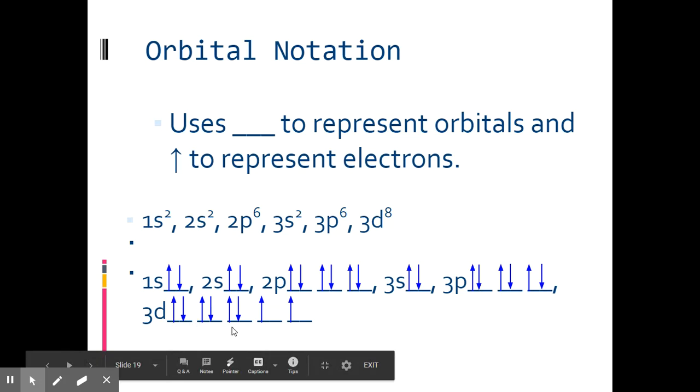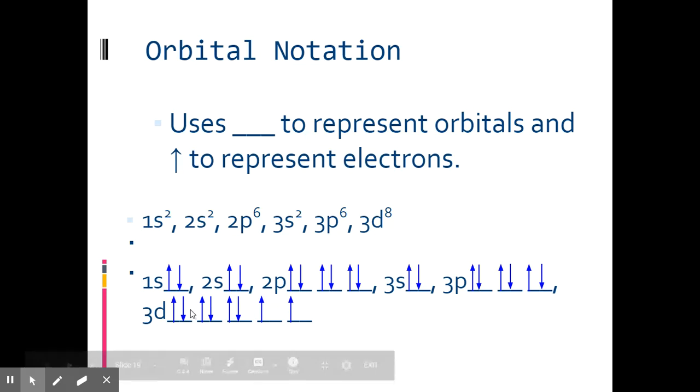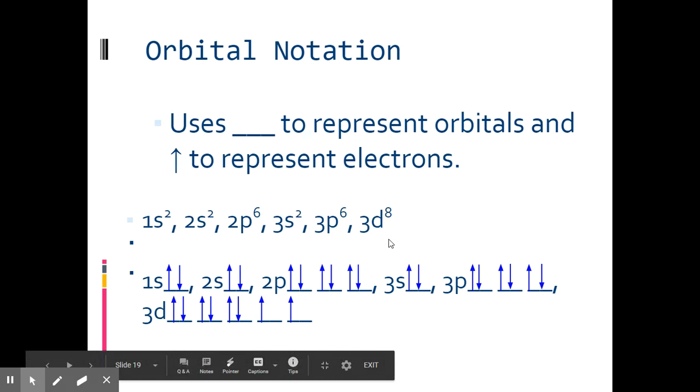So we've got 5 dashes to represent the 5 different Ds, but also remember we have to fill up each orientation, each different dash for D, before we can double those up. So when we put those 8 electrons, we would have put 1, 2, 3, 4, 5, and then gone back and doubled up with 6, 7, 8.